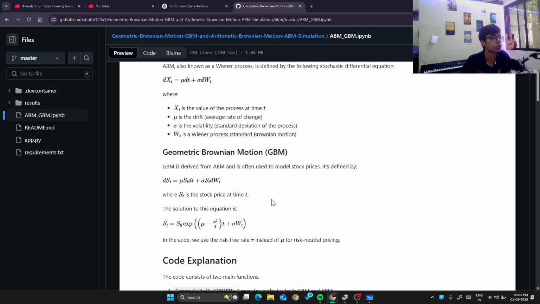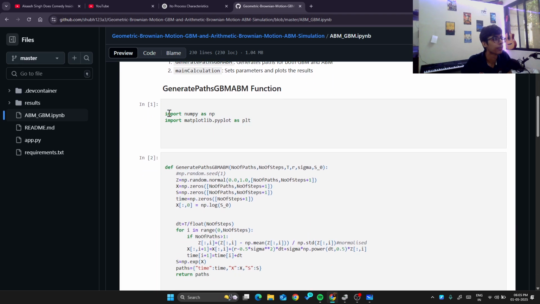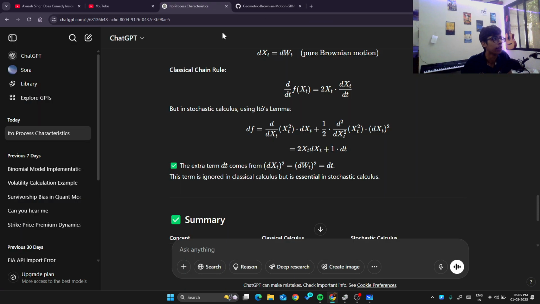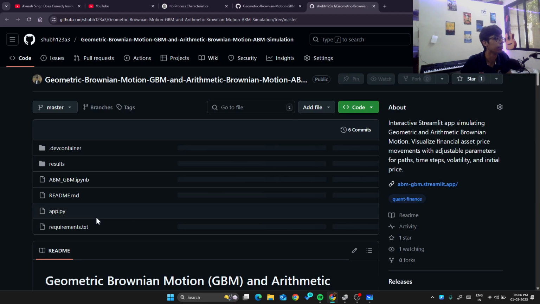Let me show you the code for arithmetic Brownian motion. Okay, this is our NumPy library, right? Simple. And matplotlib to plot it. And firstly, I should run the app. It will take time.